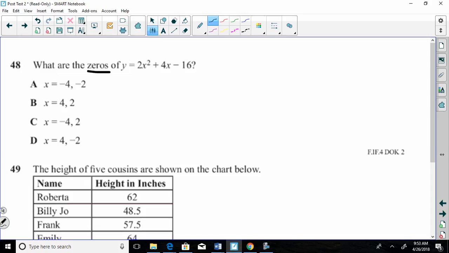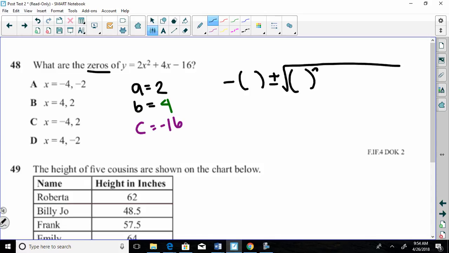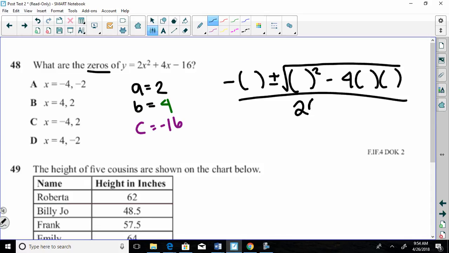Can you solve this one using the quadratic formula? Sure. So what is your a here? 2. And so when you're factoring, I would need to divide it by 2. When you're using a quadratic equation, that's why you don't need to do it. You just need to make sure everything's on one side. What's your b? 4. And your c? -16. And then you're given this equation on your formula sheet: negative b plus or minus the square root of b squared minus 4ac, all over 2a.